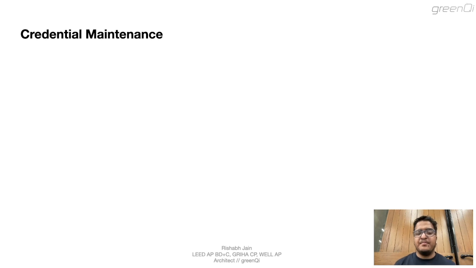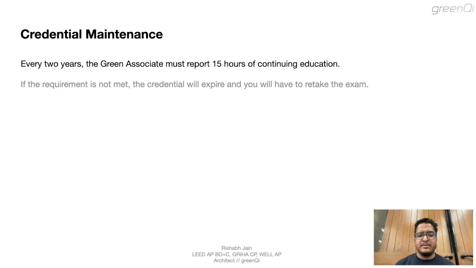Credential maintenance is an important aspect of your credential. You would not like to give the exam every 2 years just to maintain your credential. The idea behind CE, also known as continuing education, is that you remain updated about what's happening in the world of green buildings. You need to complete 15 hours in 2 years towards your CE hours. It is very much doable. You can do it either in your holidays or spread it evenly throughout the year. I personally completed all my CE hours in a very short span of time, in about a month.